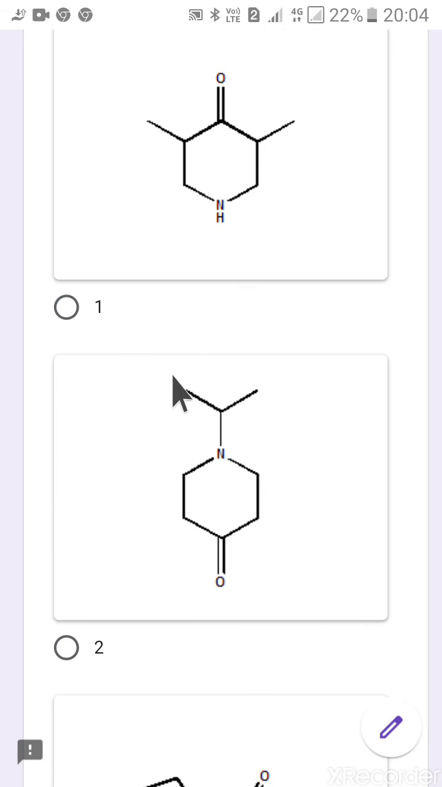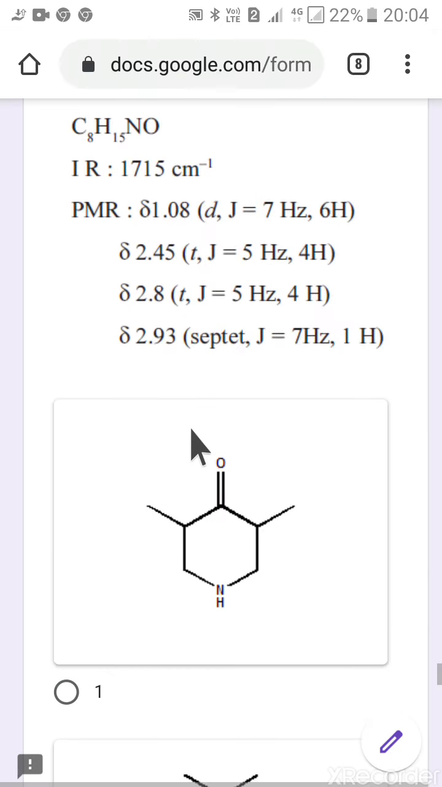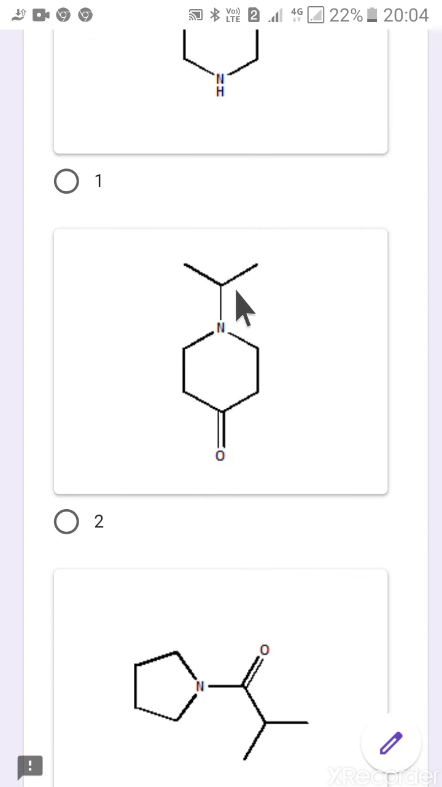In the second option we have these two CH3s showing a doublet and this one showing a septet. That looks like a correct answer, but let's compare with the CH2s. This CH2 shows a triplet and these two CH2 show a triplet. That means they are symmetrically arranged in the molecule, and it looks like our problem. Due to the carbonyl it shows a triplet around 2.45 for 4H, and at 2.8, due to nitrogen, this is the triplet of this CH2. That means the correct option is option number 2.